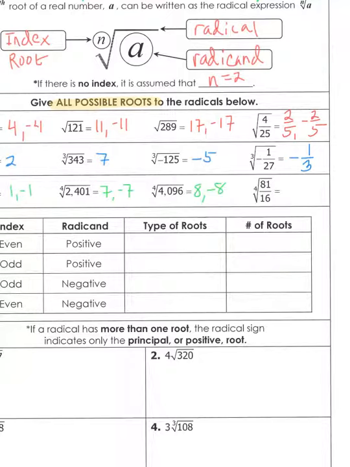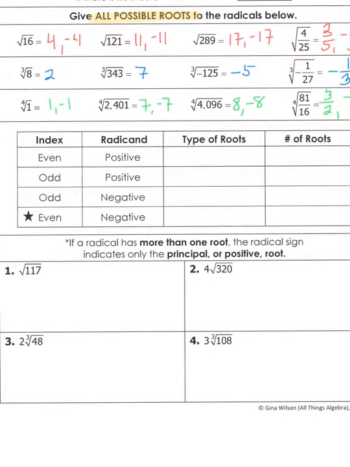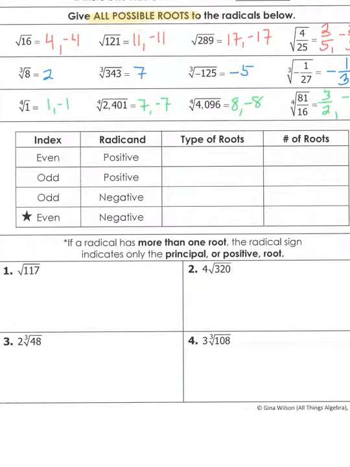And then the fourth root of 81 would be 3. The fourth root of 16 would be 2. And because it's an even root, we also have negative 3 and negative 2. So to sum it all together, in this table right here, if you have an even index, 2, 4, 6, 8, and so forth, and the number under that radical is positive, you're going to have 2 real roots.